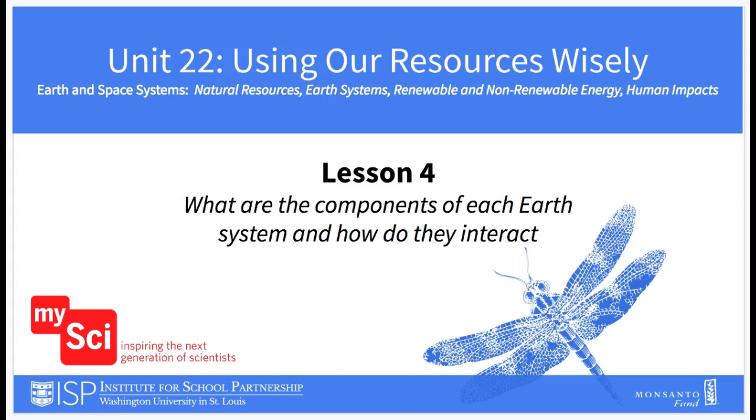In this lesson, students will answer the question, what are the components of each Earth system and how do they interact? In this lesson, students figure out that Earth is one large system made of smaller parts. These parts include the hydrosphere, atmosphere, geosphere, and biosphere. Each of these parts interact with each other.